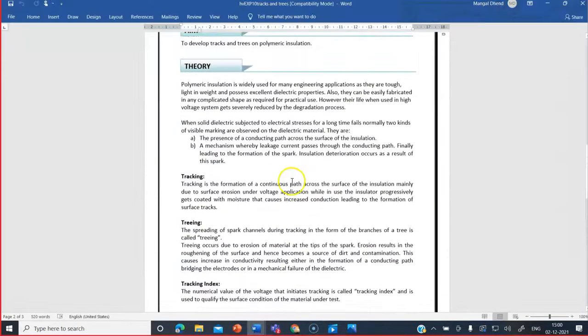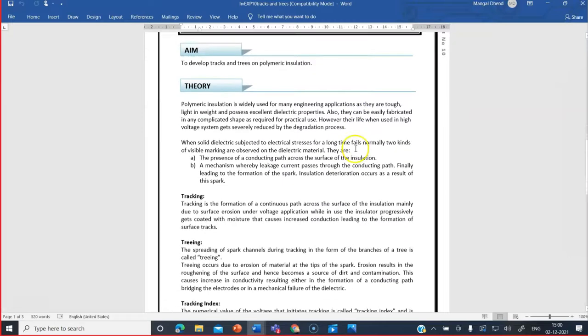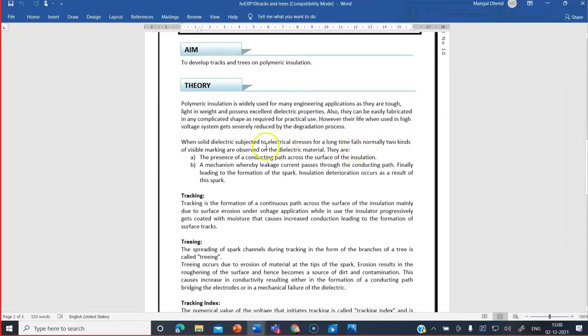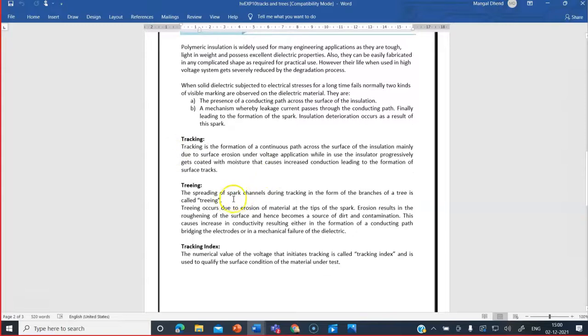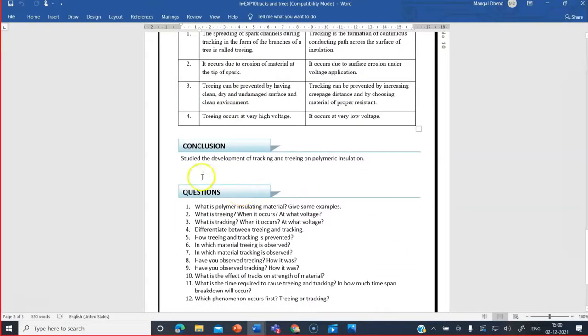And now the last experiment, number 8, is development of tracks and trees on polymeric insulation. I have mailed you all the write-ups of these experiments, so you can refer to the mail. I will explain the treeing and tracking phenomenon in the oral discussions. That was just an observation that you studied, the development of tracking and treeing on polymeric insulation, which I have shown you in the videos.